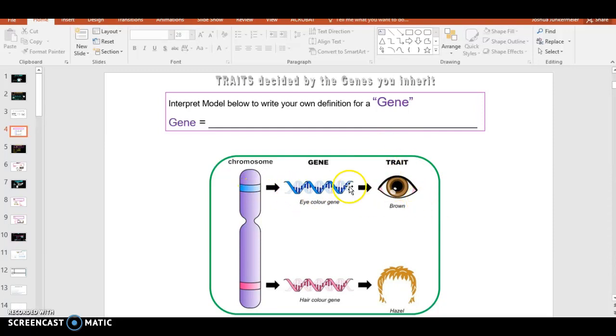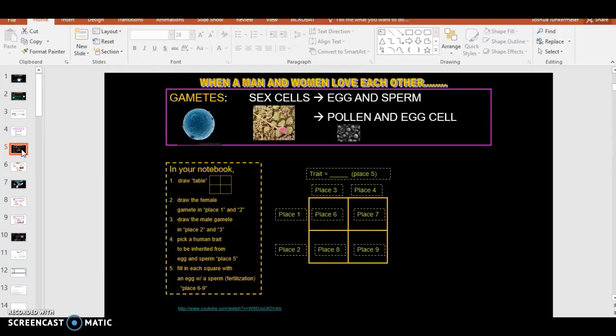So in your own words, describe what a gene is and does. And base it on this model, which is chromosome to gene to trait. So use this as your example, or you can do hair color. Good luck. We have slide 5 here.